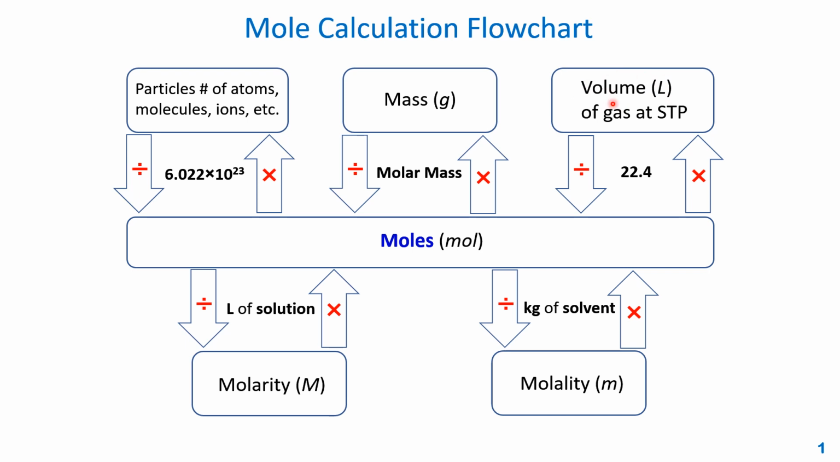Now, volume of gas at STP divided by 22.4 can give you moles. And if you know the moles, multiply by 22.4, that's called the molar volume, you can calculate the volume in liters of gas at STP. This must be at STP, standard temperature and pressure for gas, that's 0 degrees Celsius and 1 atm. If it's not STP, then you need to use the ideal gas law to do the calculation.